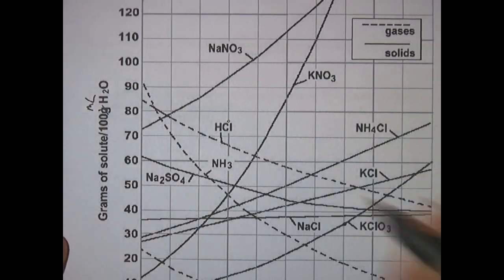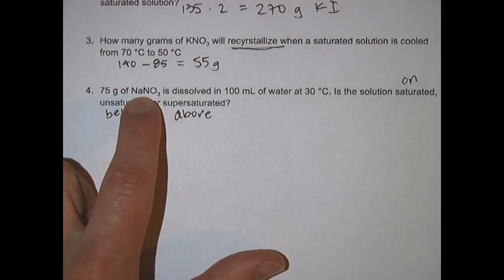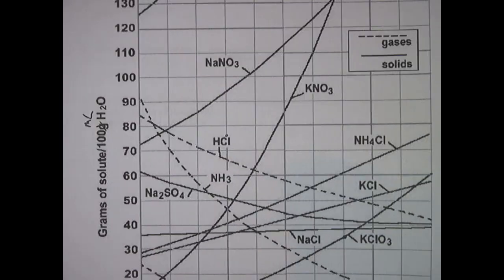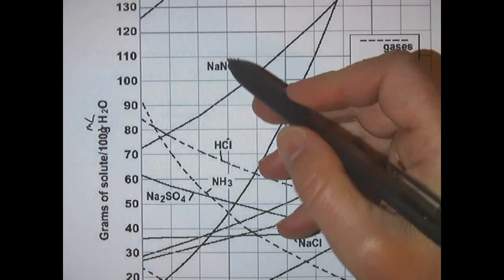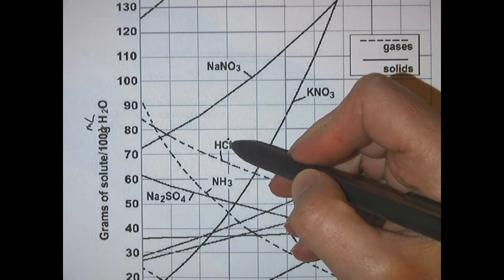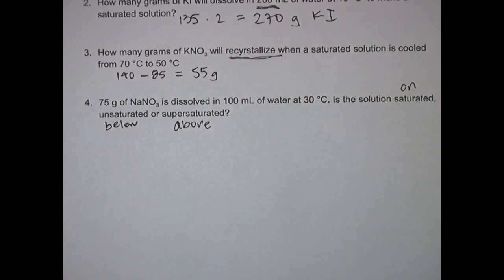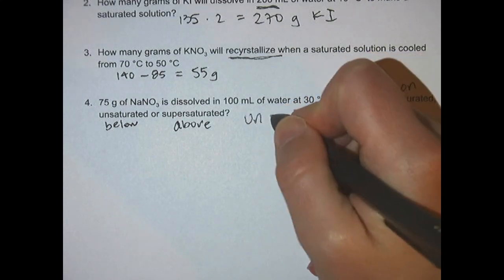Is that point right there, right above where it says HCl, relative to NaNO3, above the NaNO3 line, below it, or on it? As you can see here, it is well below the NaNO3 line, which means I can dissolve more stuff in that container. And so this would be unsaturated because it's below the line.